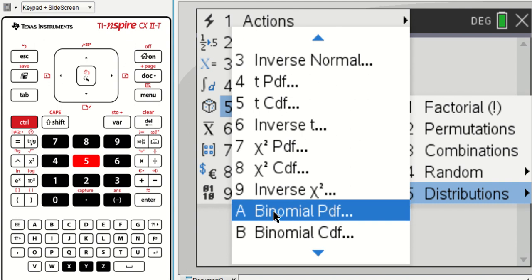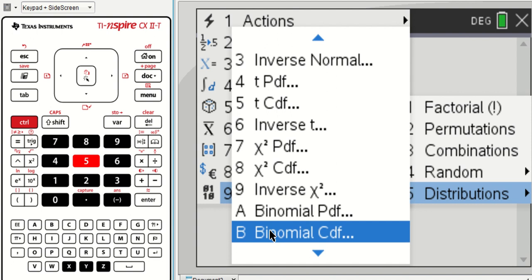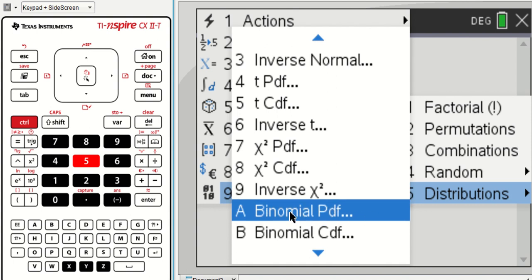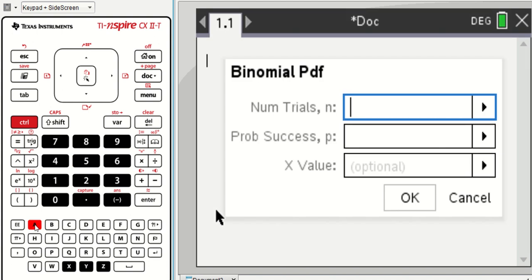So if we're interested in an individual value, we can choose the PDF. If we're interested in a range of values, we should use the CDF. Let's take a quick look at these two. It's probably easiest, because they're way down in that list, to just press the letter A for PDF or B for CDF. We need to enter the number of trials.